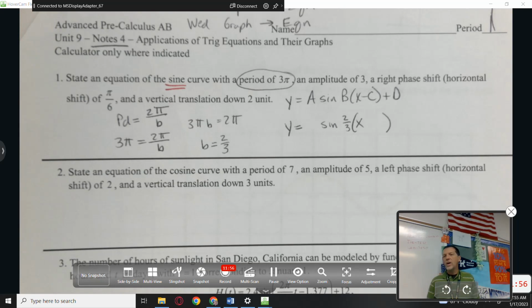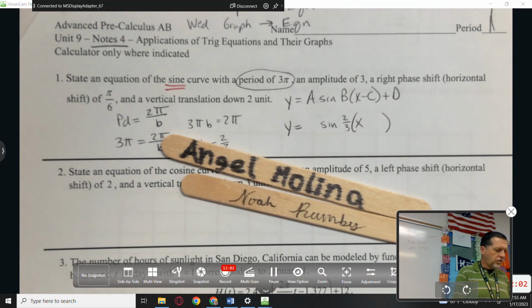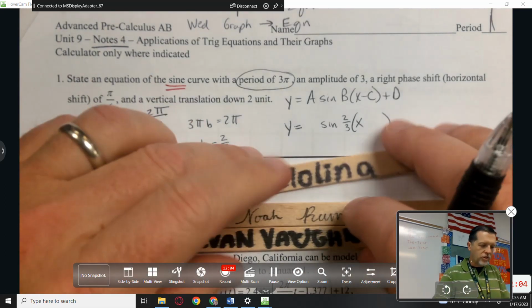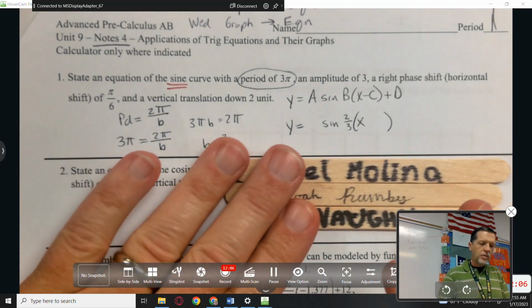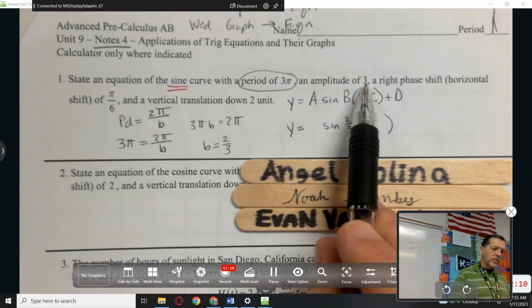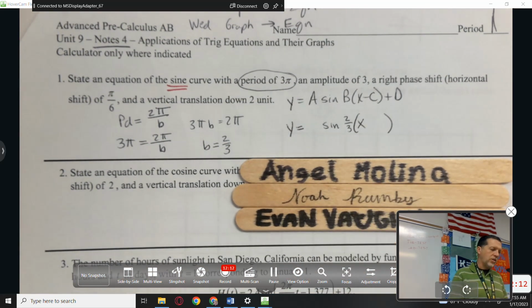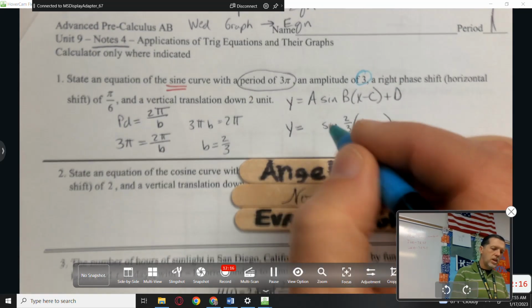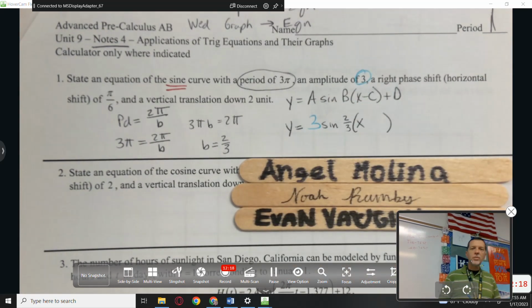The rest, I think, is fairly straightforward. So let's see how straightforward it is. Pick on some people here. Angel, the amplitude is 3, so where does that go in the equation? Yep, that's what A is. We'll put a 3 out there.